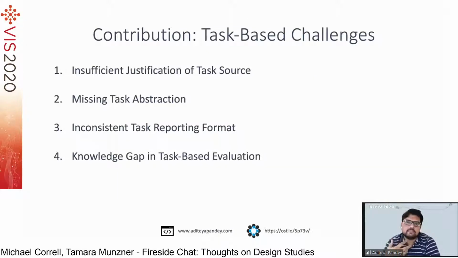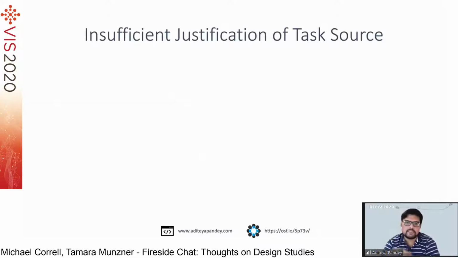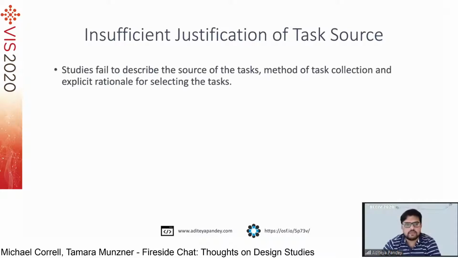Therefore, in this paper, what we're trying to do is contribute a more formal set of task-based challenges, with the goal that if we can define these task-based challenges, then we can think of ways to solve them. And these challenges that we are discussing here are derived from review of visualization literature and from our personal experiences. Let me start with the first challenge, insufficient justification of the task source.